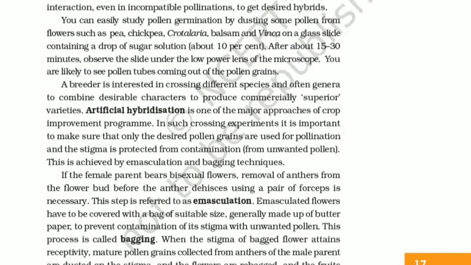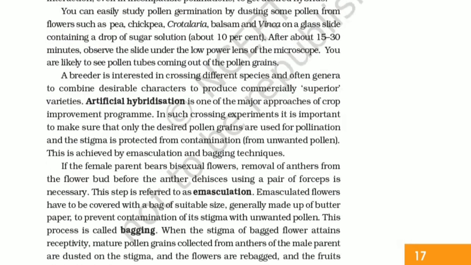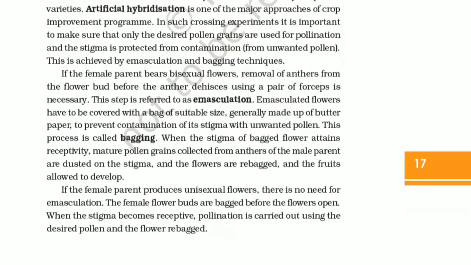A breeder is interested in crossing different species and often genera to combine desirable characters to produce commercially superior varieties. Artificial hybridization is one of the major approaches of crop improvement programs. In such crossing experiments, it is important to make sure that only the desired pollen grains are used in pollination and the stigma is protected from contamination, that is, from unwanted pollen. This is achieved by emasculation and bagging techniques.